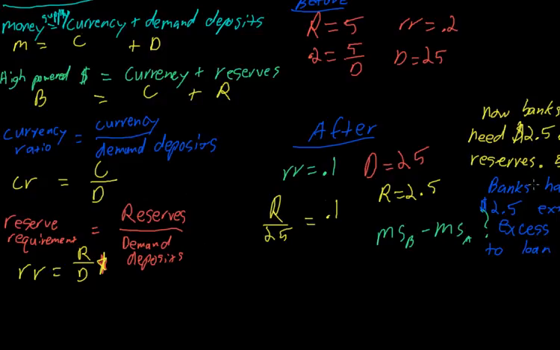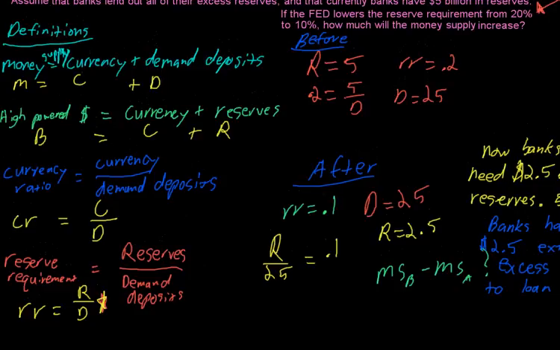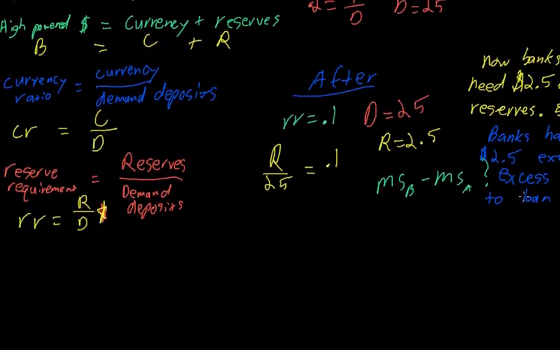So the very start of our problem said that we are assuming that banks lend out all of their excess reserves. So now we have this $2.5 billion in excess reserves and they're going to loan them out. So the banks loan 2.5 billion extra just because of this change in the reserve requirement.